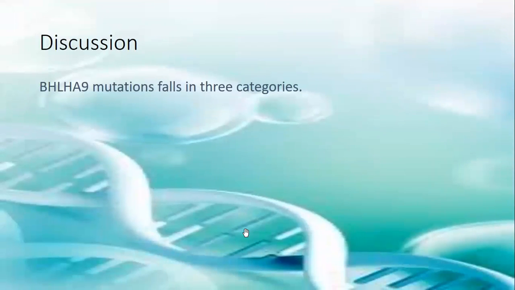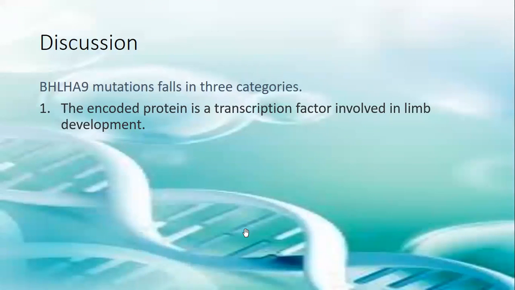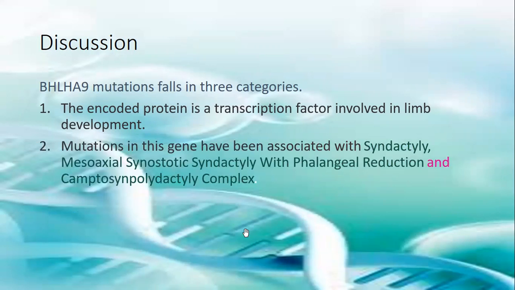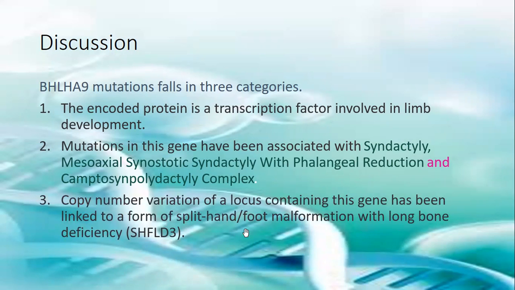And also the discussion. BHLH mutations fall in three categories. First, the encoded protein is a transcription factor involved in limb development. And also this gene has been associated with syndactyly, mainly syndactyly with phalange reduction and camptodactyly. And also copy number variation of the locus. This gene has been linked to split hand and foot malformation with long bone deficiency.